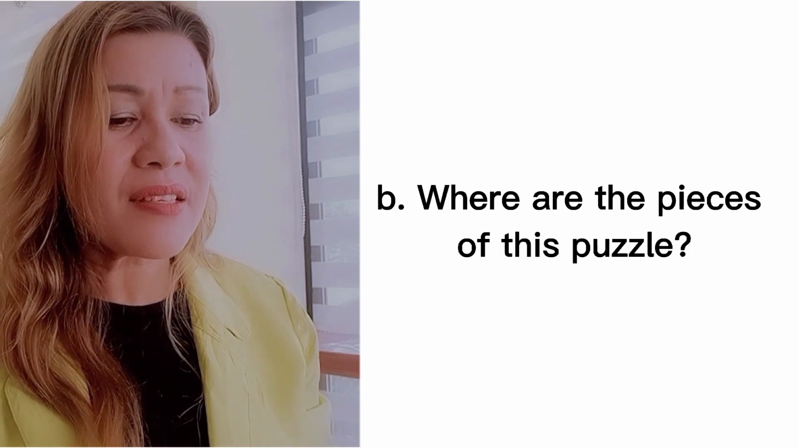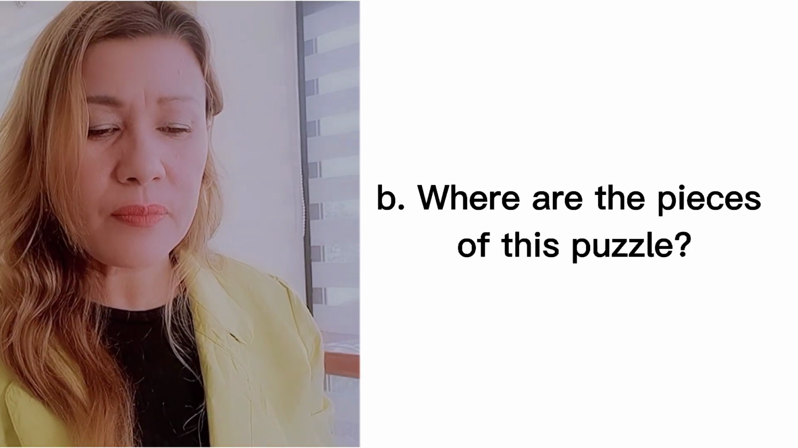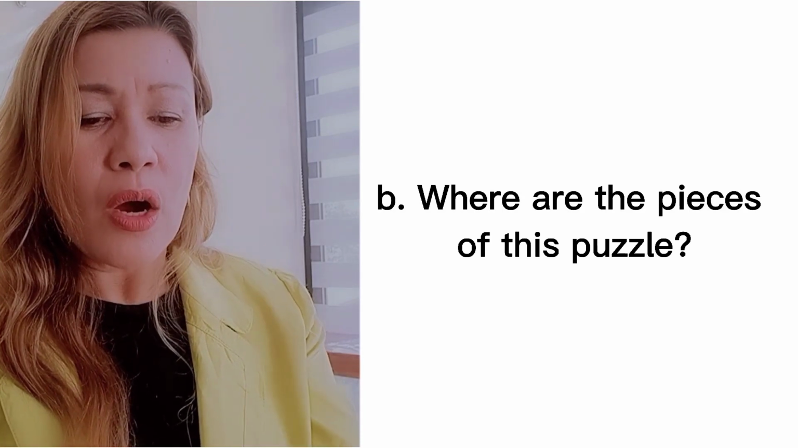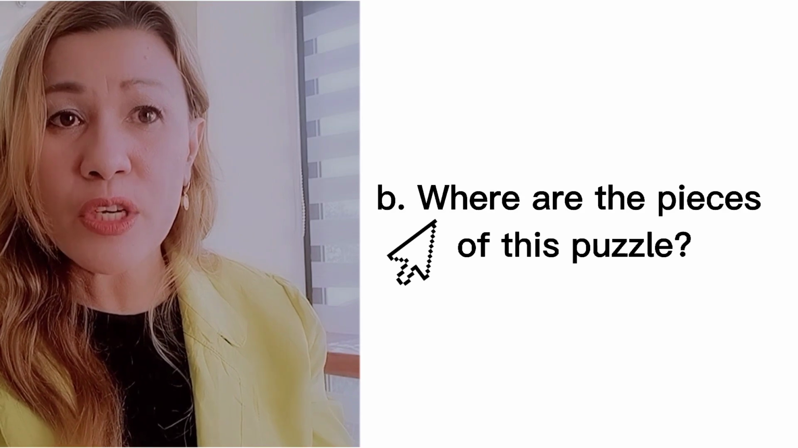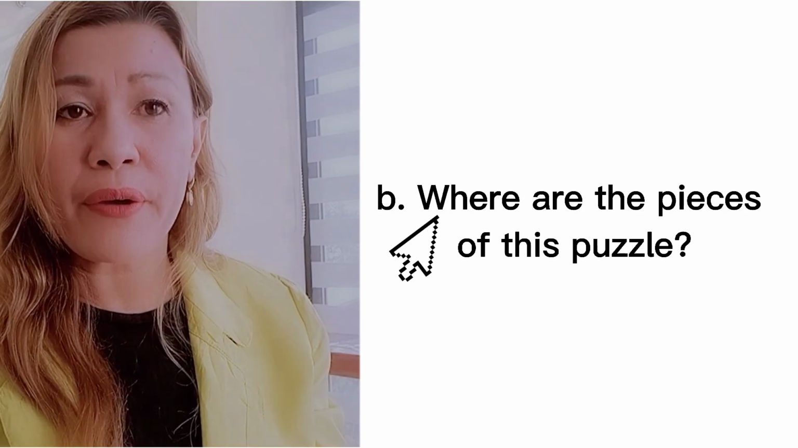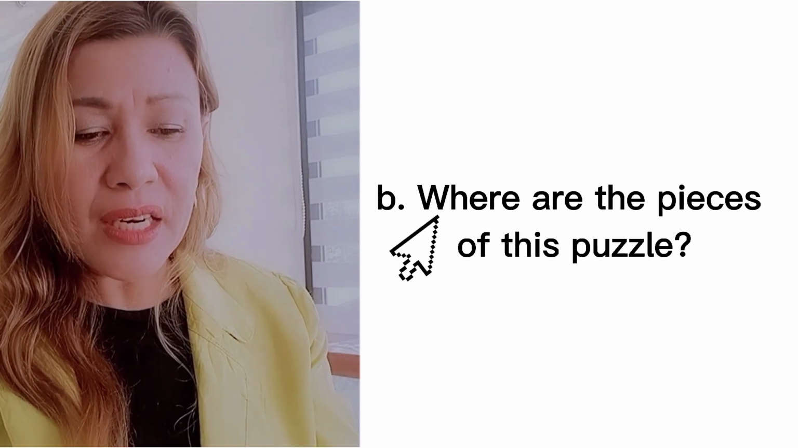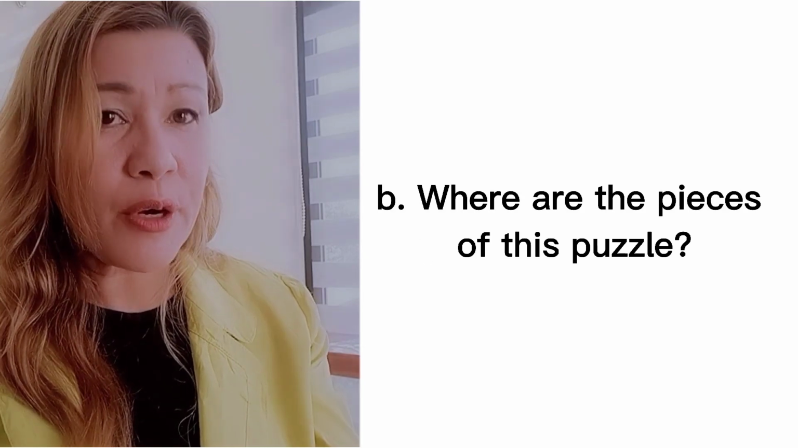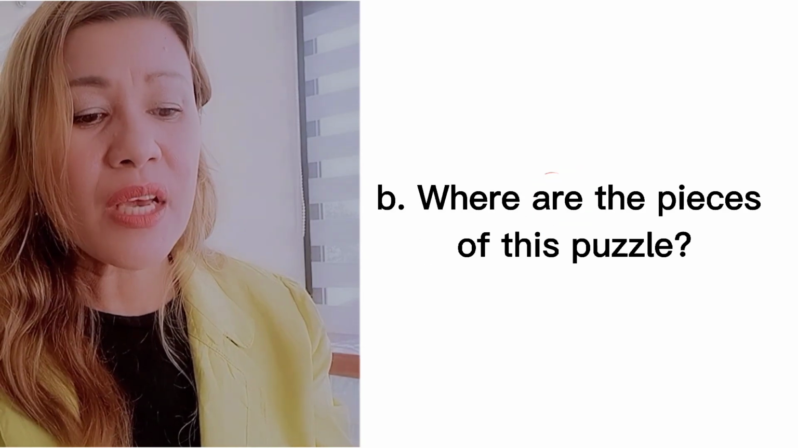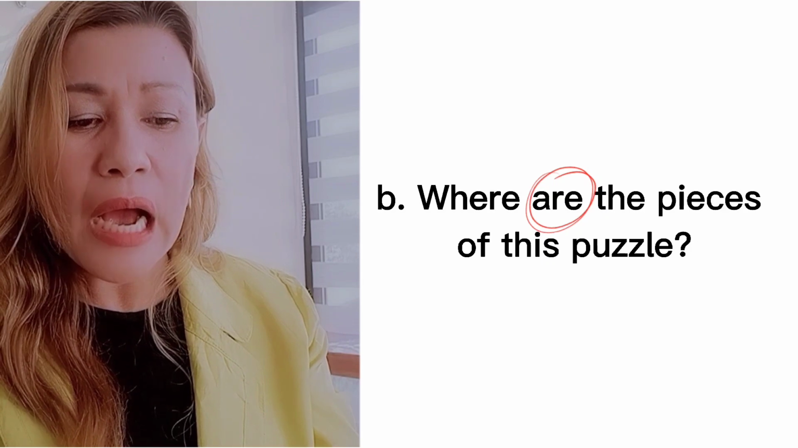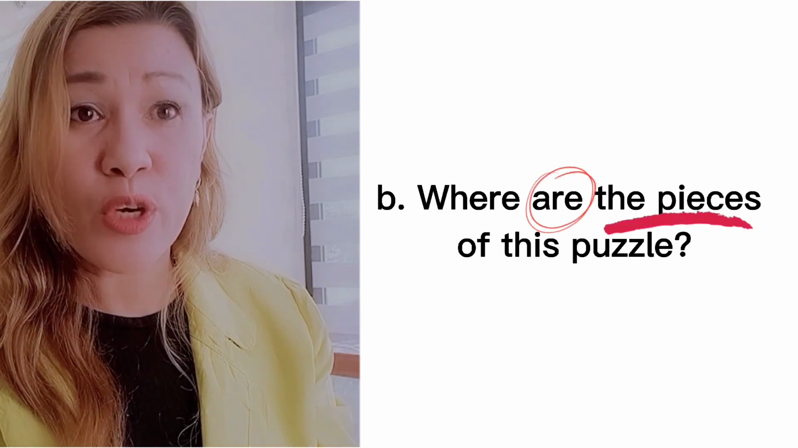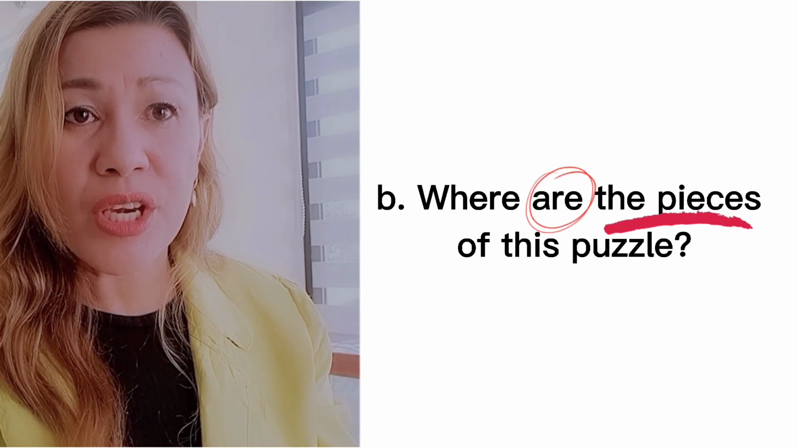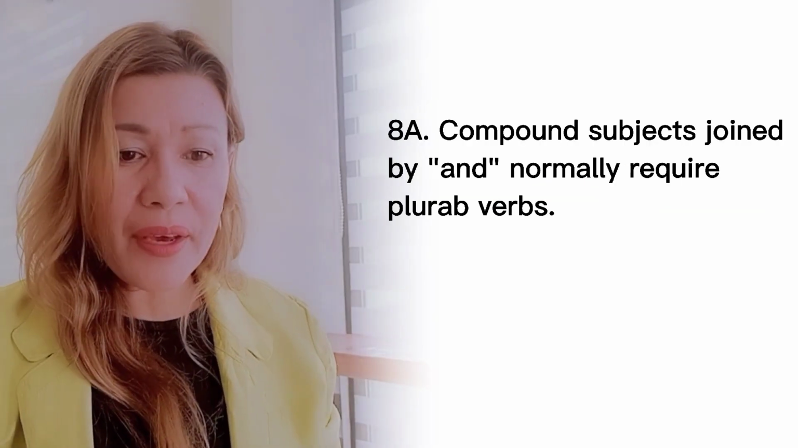Okay? So let's take example number 2. Where are the pieces of the puzzle? In this example, our sentence begins with where, or our question begins with the word where. It's a question word. And then it's followed by the verb are. Why are we using are? Because our subject here in this sentence is the pieces, which is plural.